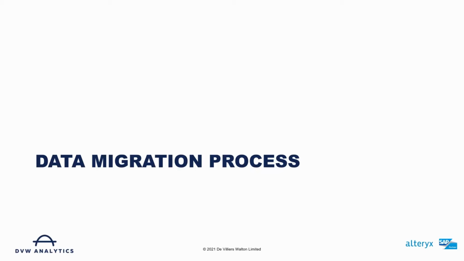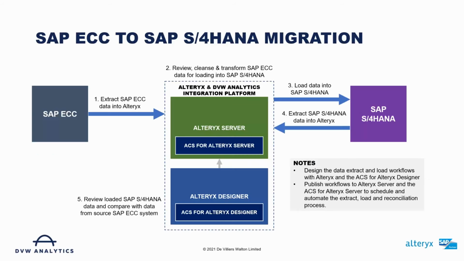All right, so let's take a look then at the migration process, and this is how we're representing it here. On the left-hand side, we have our source SAP ECC system. We need to extract data from that system, and we want to work with it within the Alteryx platform. On the right-hand side, we have our target SAP S/4HANA system.